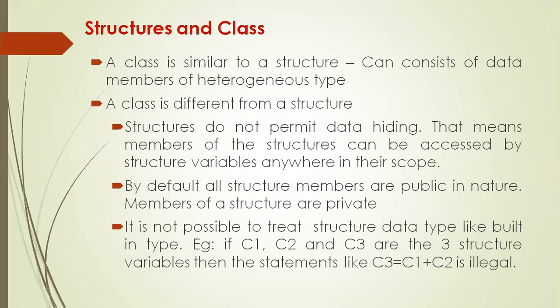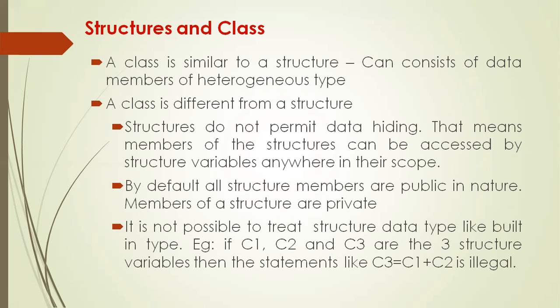Later, you cannot directly write C3 equal to C1 plus C2. That means the plus operator cannot be directly applied on two structure variables. Instead, if you have variables like int a, b, c, then we can write c equal to a plus b. But here C1, C2, C3 are not variables of basic data type. They are variables of structure data type. That means C never permits you to handle a structure variable in the same way as a basic type variable.